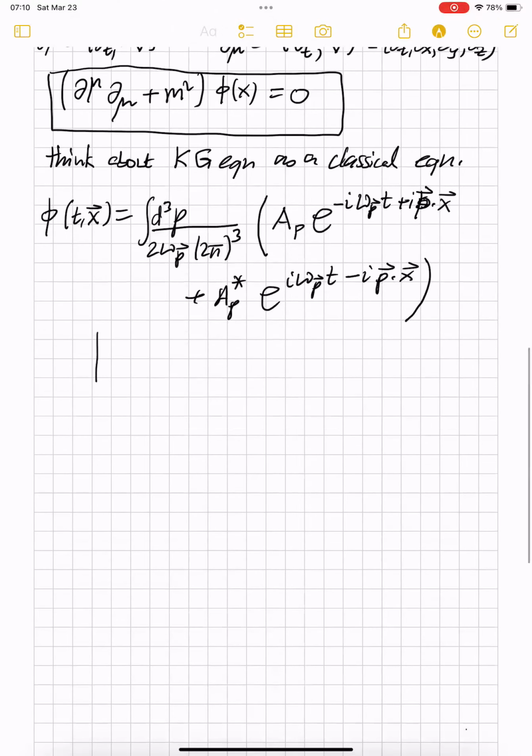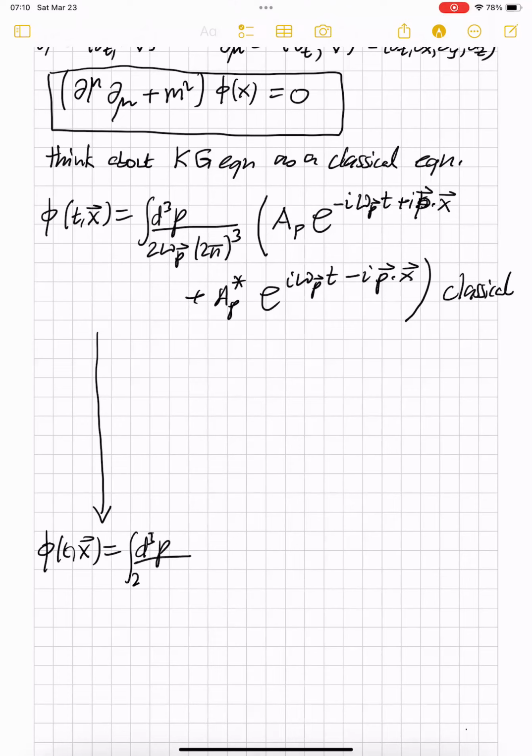Now, how did we get the quantum solution? So this is classical. Here is the quantum solution. Phi of t and x looked exactly the same: integral d3p over 2 pi cubed 2 omega p. The only change is that we didn't have a classical number sitting there for a p. We had an operator. And we didn't have a classical amplitude a p star appearing there. We also had an operator.